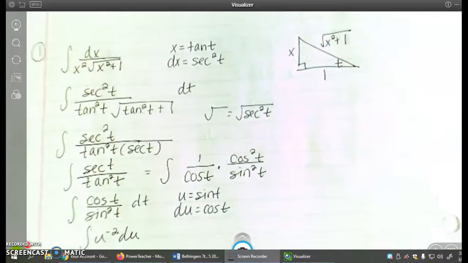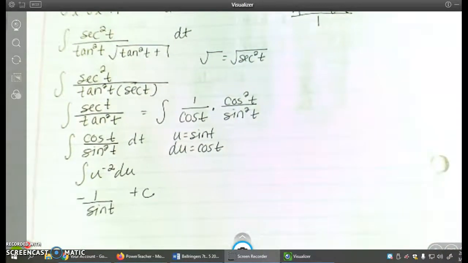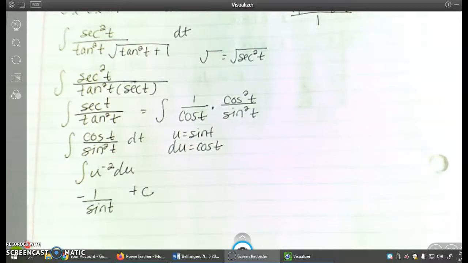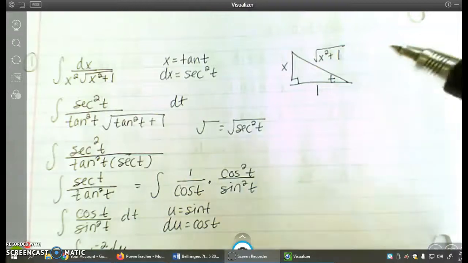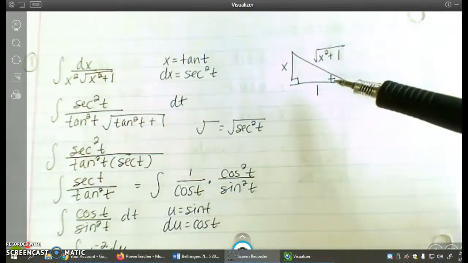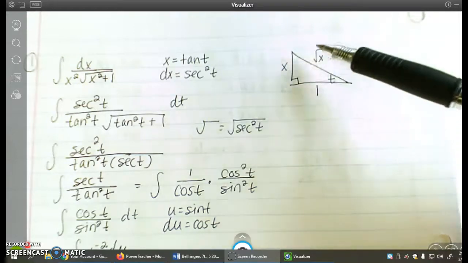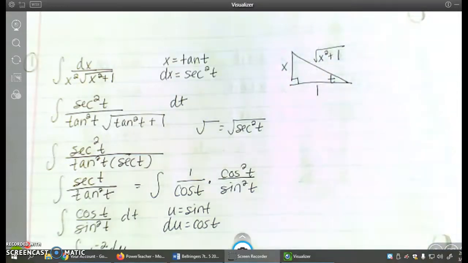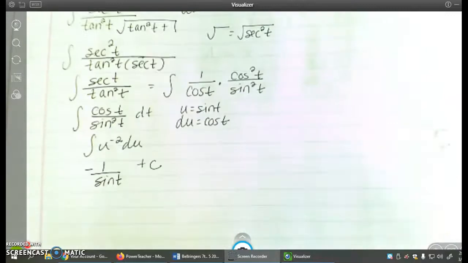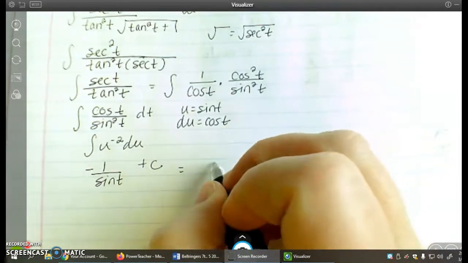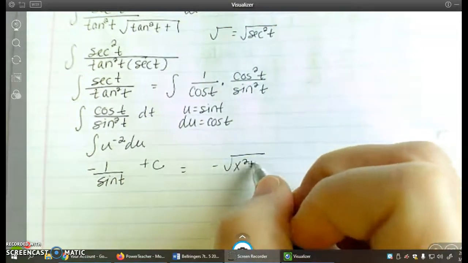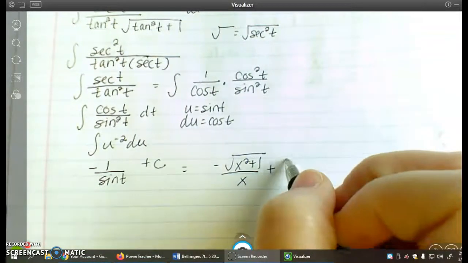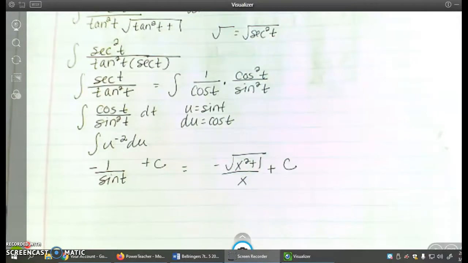Alright, so how that relates to our answer, we've got negative 1 over sine of t. I want to figure out what sine of the angle is so that I can substitute it into that formula. So sine is opposite over hypotenuse, so sine of t is x over the square root of x squared plus 1. And so this is the same as, and I'm going to flip it, negative the square root of x squared plus 1 over x, plus c. And that's our answer.